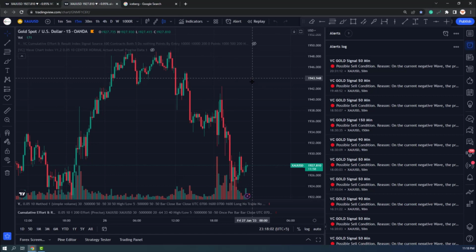Got it. Additionally, it is recommended to always use a 20-25 pip trailing stop. Instead of take profit, always use a trailing stop so that you can maximize your profit. You can capture the maximum move from the market.